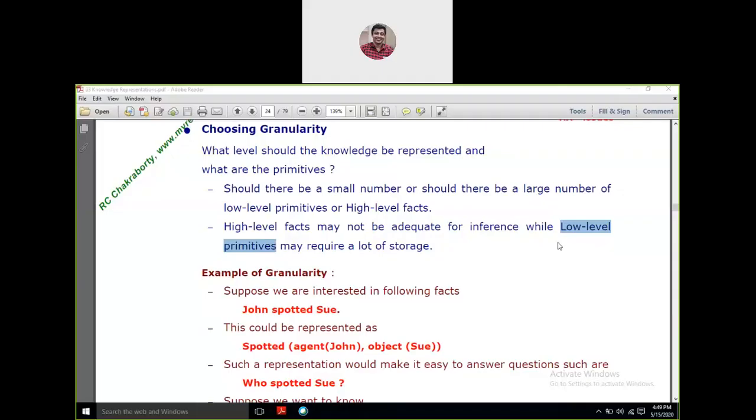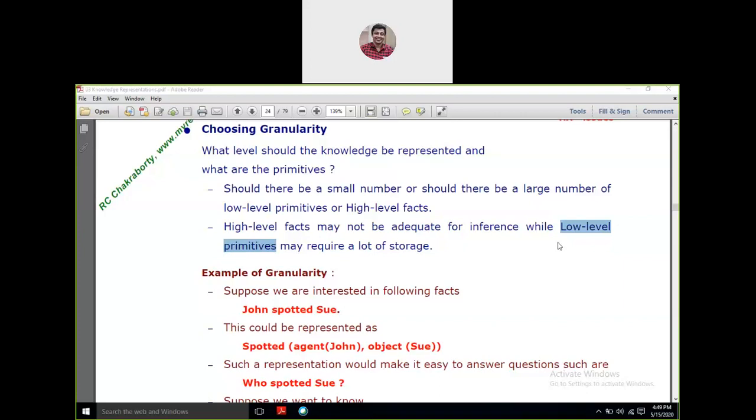We have low level primitives, and the more low level primitives we have, the higher will be the storage cost for that kind of information set, right? And the more will be the complexity of the frame, because the joining of a frame with another frame starts at the slot level, right? So assigning any other frame's slot will become much more complex if we have a higher number of low level primitives.